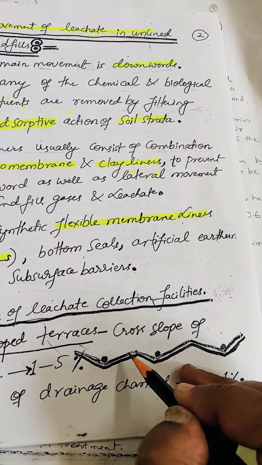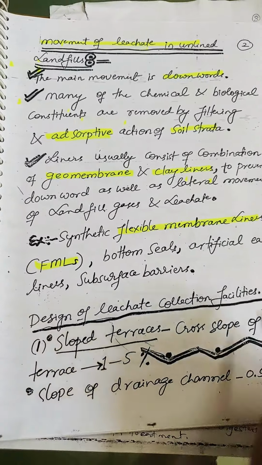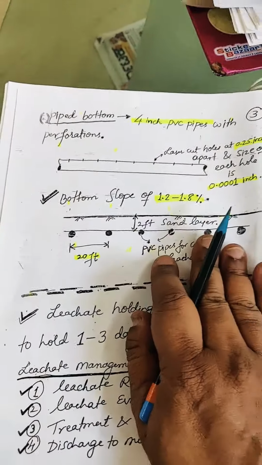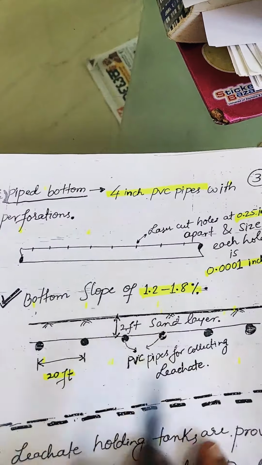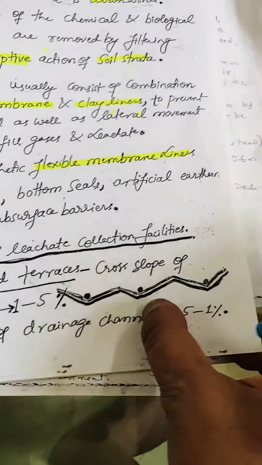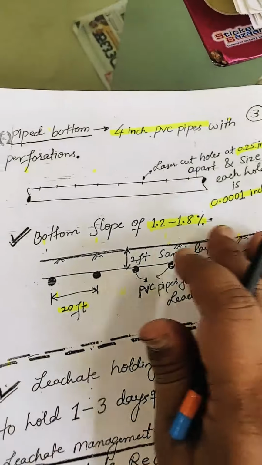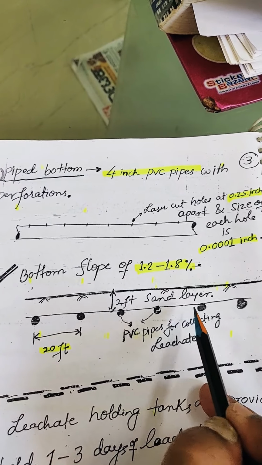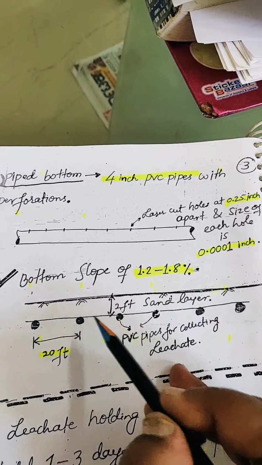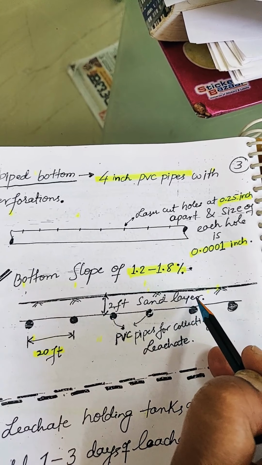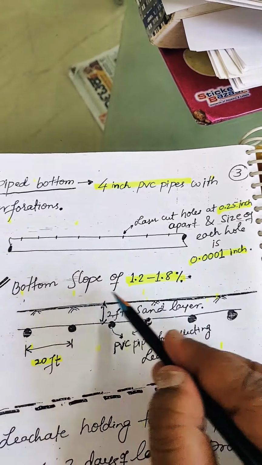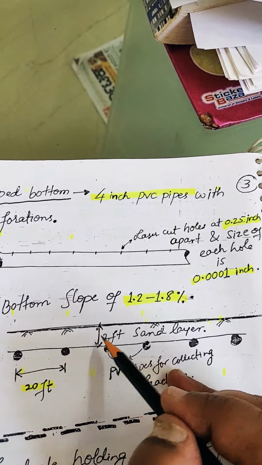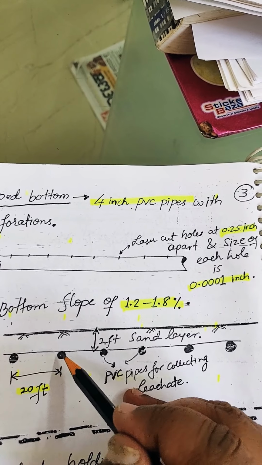Even this may be solid fill. So this is a sloped terrace, we'll see. Bottom seals, then the geomembrane clay liners, these are used for taking out the leachate. Then next is piped bottom. Here 4-inch PVC pipes are laid on the ground. On that a 2 feet sand layer is put. Above this 2 feet there will be the solid fill cell. So whatever liquid comes, it is filtered in the sand, it goes to the pipe, and from the pipe it is taken out.